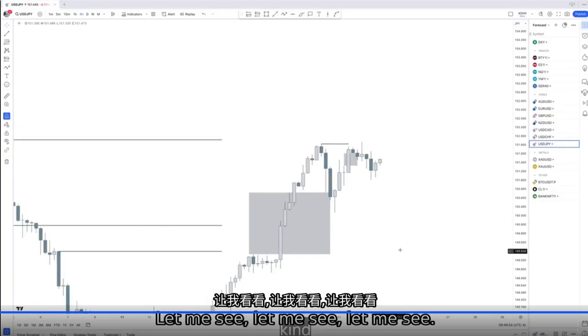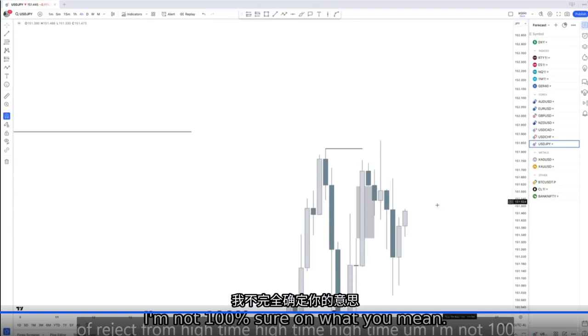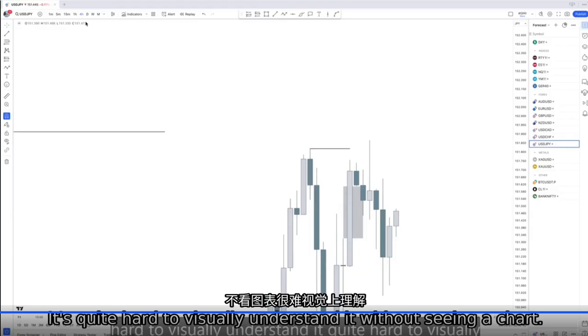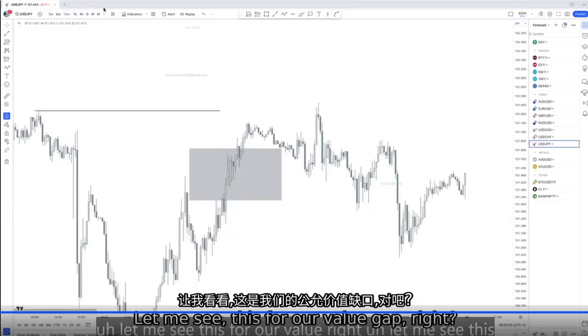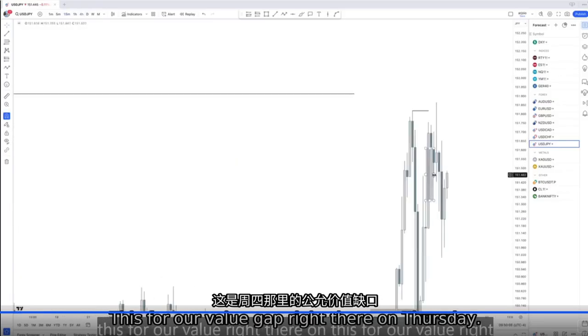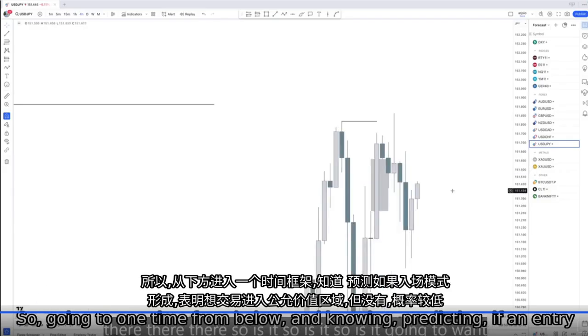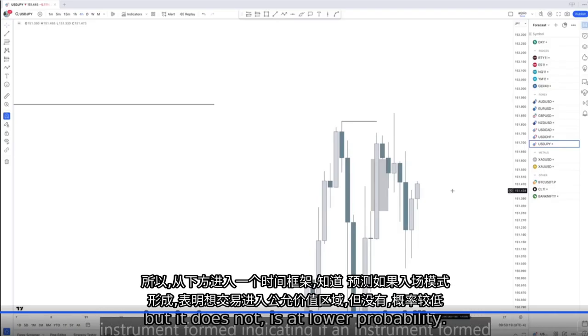Let me see. I'm not 100% sure what you mean. It's quite hard to visually understand it without seeing a chart. Let me see, this 4 hour value gap right there on Thursday. Yes, this 4 hour value gap. Going to one time frame below and predicting: if an entry pattern formed indicating that it wants to trade into fair value, but it does not, is that lower probability?